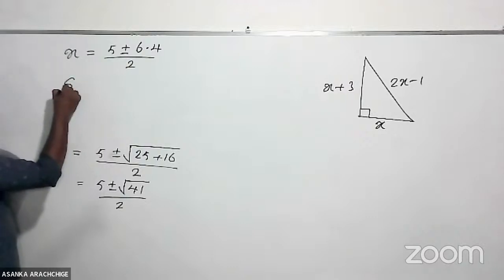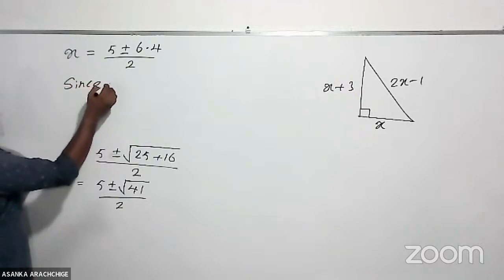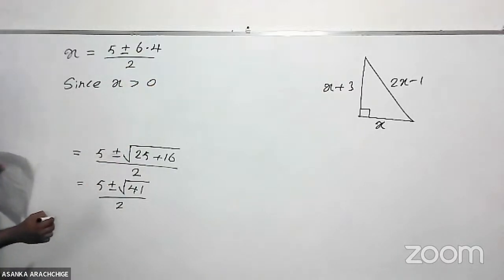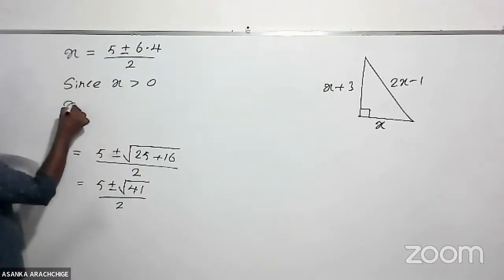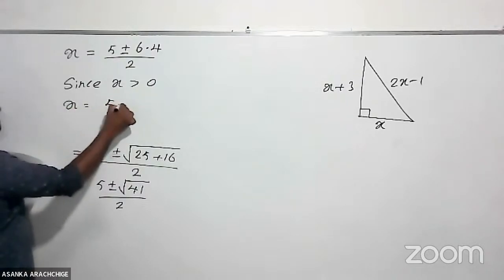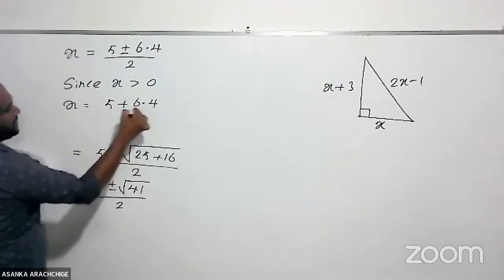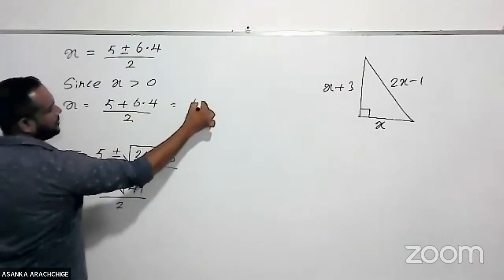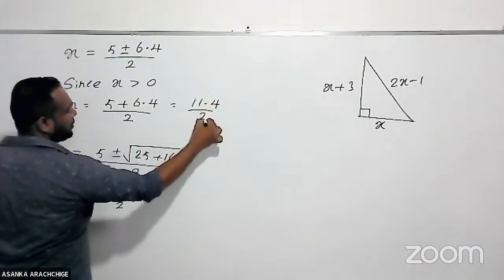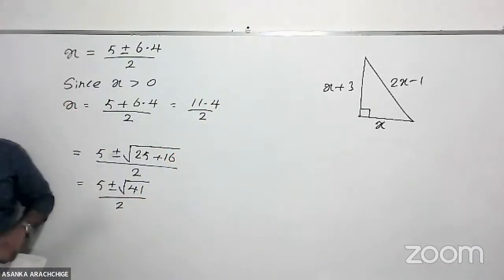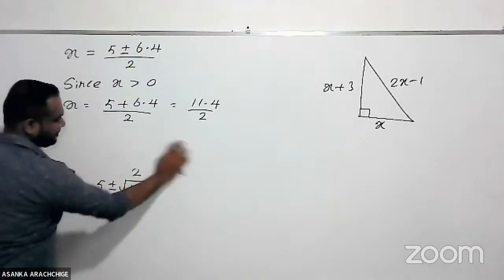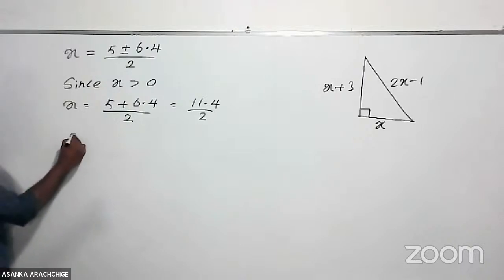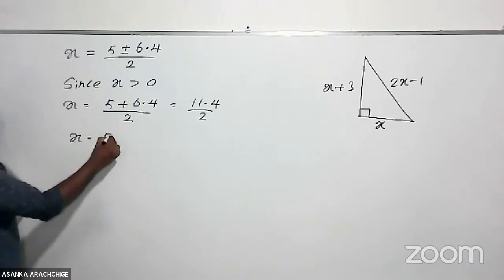Now you can write, since x is greater than 0, x is positive, x must be equal to 5 plus 6.4 over 2. 5 plus 6.4 is 11.4, over 2. Therefore, x must be how much? 5.7.